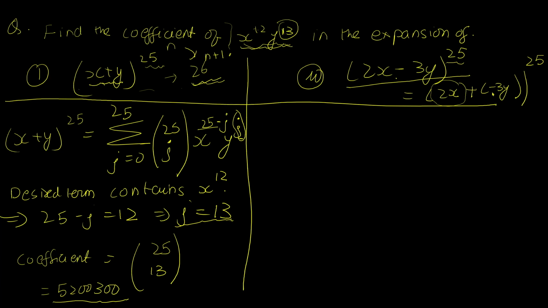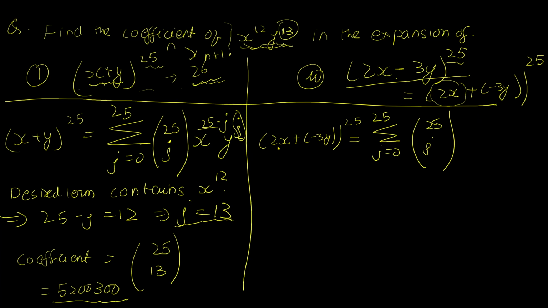And now by looking at this expression, I can write the binomial expansion. I know that 2x plus minus 3y whole raised to the power 25 will be equal to the sum, j from 0 to 25. So I'll have my combination here, 25 choose j. The power of 2x will decrease from the maximum, 25 minus j, and the power of the second term, minus 3y, will increase: minus 3y raised to the power of j.